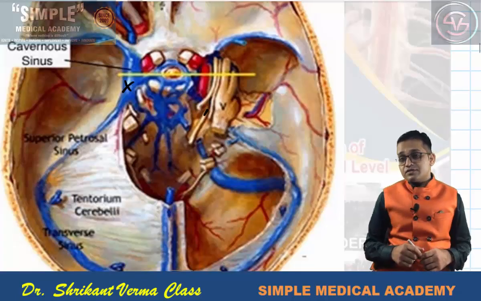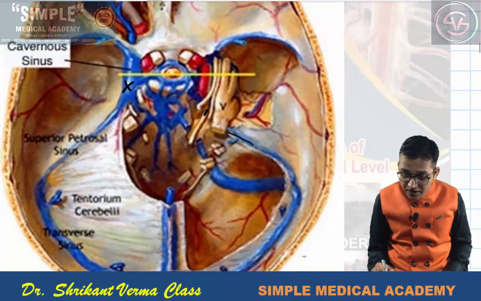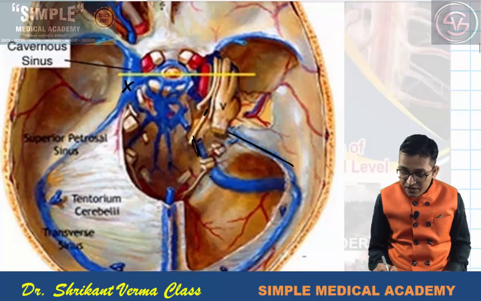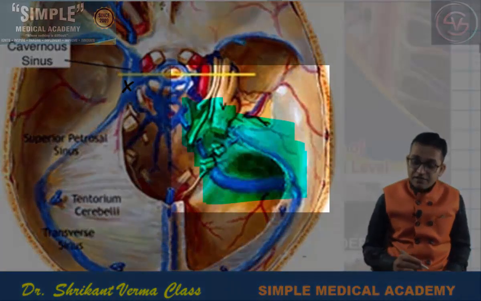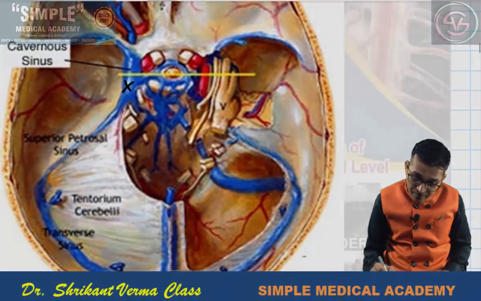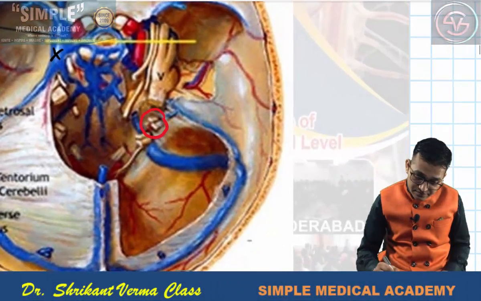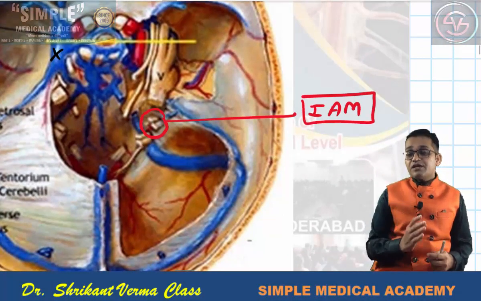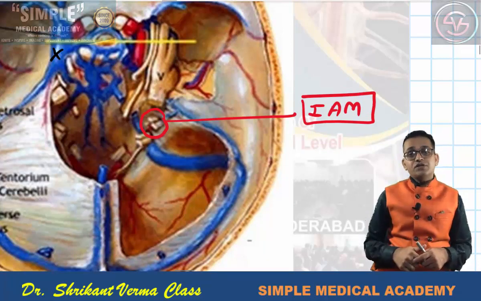Just behind this cavernous sinus part, in between the superior margin and the inferior margin of the petrous part of temporal bone, can you see this bony margin? This bony part is indicating the petrous part of temporal bone. So here there is one foramen. Can you observe this? This foramen is the internal acoustic meatus, meaning the opening of the ear inside the skull.